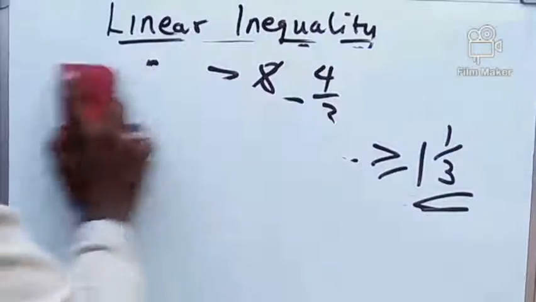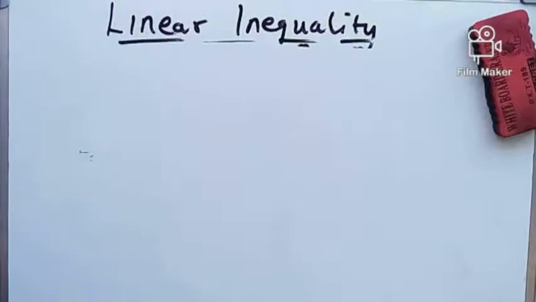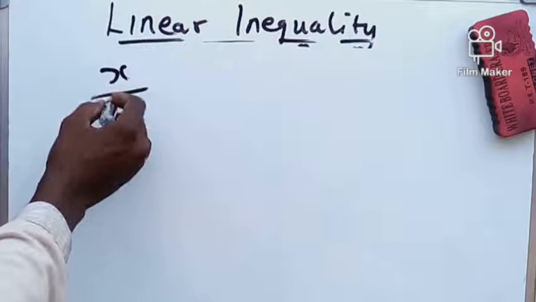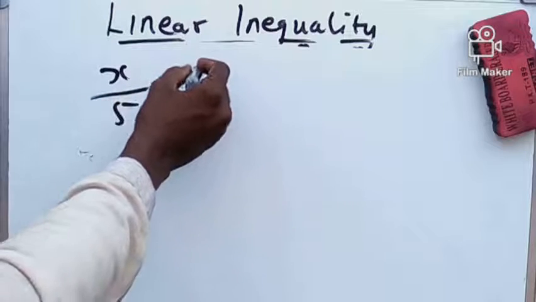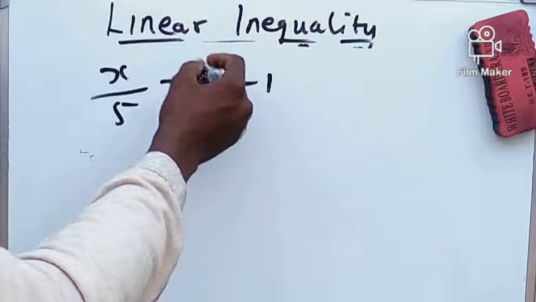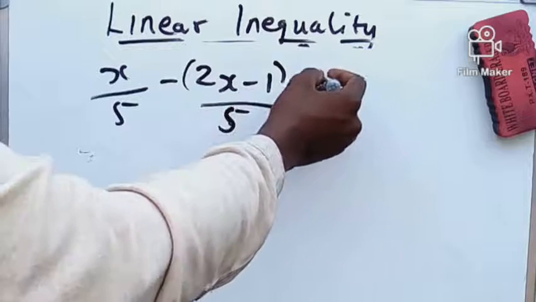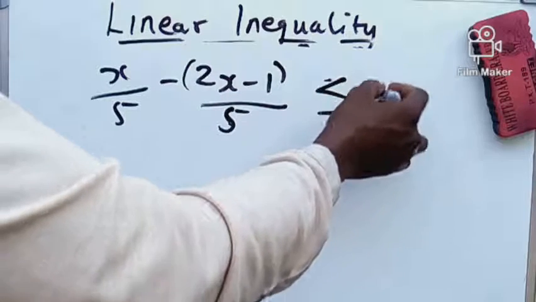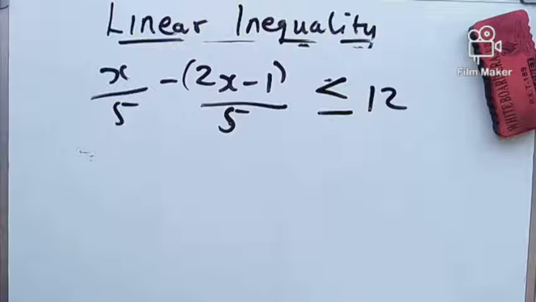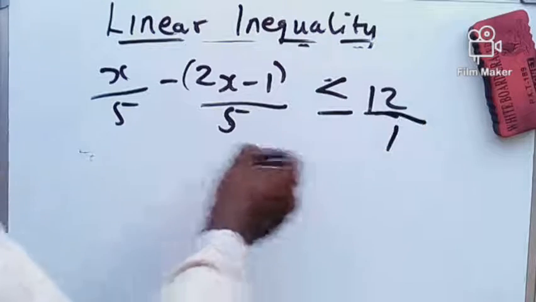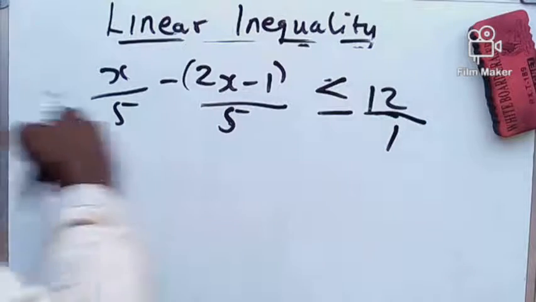So feel free to pause the video and try this problem out yourself. Let's say you have x over 5 minus (2x minus 1) over 5, and this is less than or equal to 12. How do you tackle this problem? To tackle this problem, you simply make this 12 over 1. So next, what do you do? Find the LCM of the denominators.